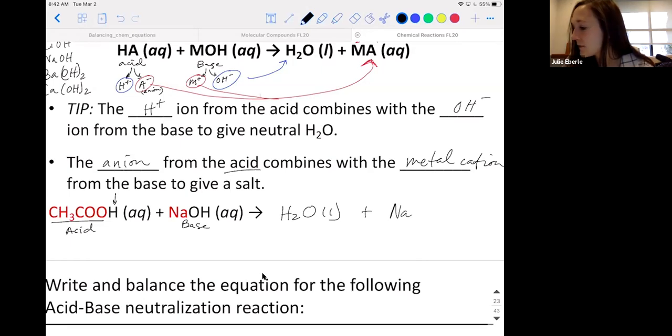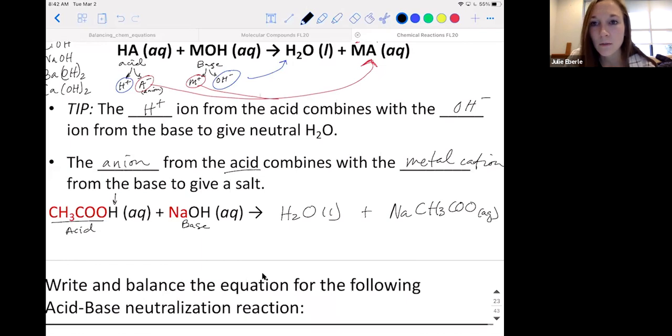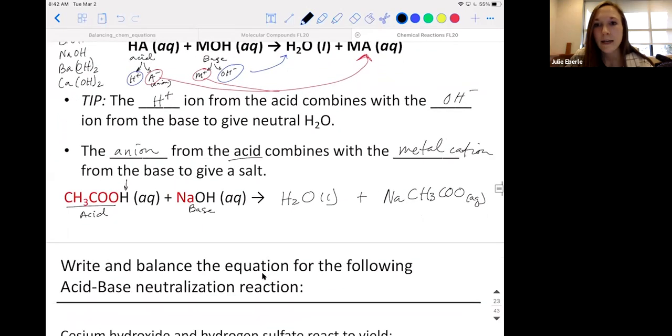Okay, Na, and then CH3COO. Or if you wrote it C2H3O2, that's fine as well. Remember, there are so many different ways to write acetate. And this is aqueous, because remember, anything with sodium is always soluble. Okay, questions on acid-base reactions? The key indicator here is that water is a product. Okay.